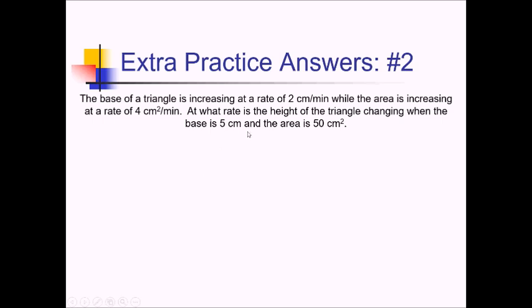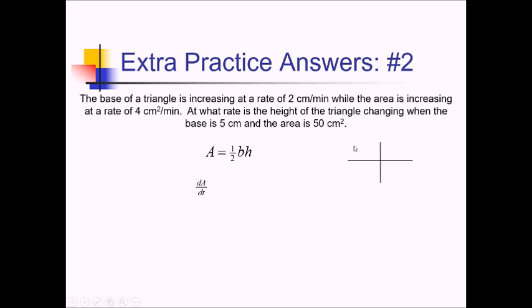Probably the best formula to use, since we're talking about triangle area, is going to be the area formula, A equals 1/2 base times height. So I'm going to go ahead and just differentiate this all with respect to time. Derivative of A, that's going to be dA over dt. To take the derivative of the right side, I'm going to need to use the product rule. So let me get out the box and ribbon for that.